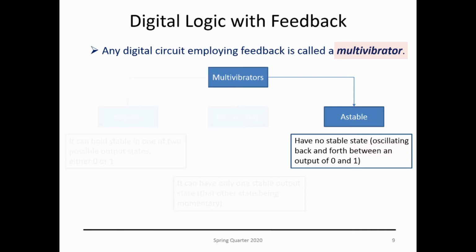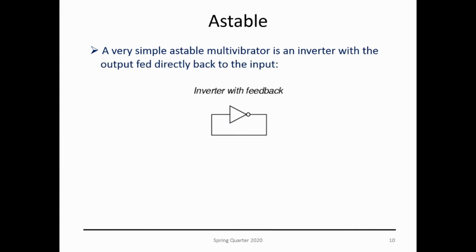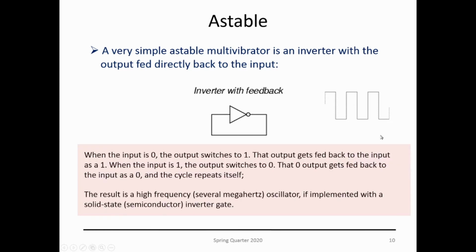Let's start with those ones, because those are the simplest one. So if I pick up a NOT gate and I connect the output to the input, if I do this feedback, what's going to happen is your circuit is going to oscillate. It's not going to be either 0 or 1. It's going to oscillate between 0 and 1. So the result is a high frequency, normally several megahertz oscillator if implemented with a solid state inverter gate or a semiconductor.